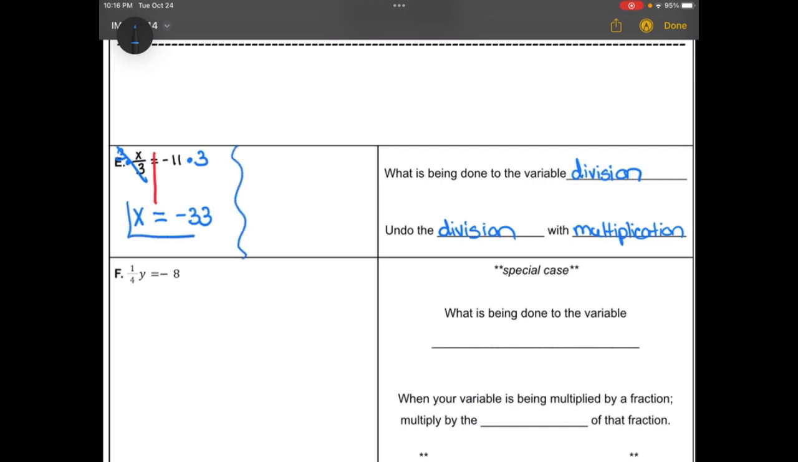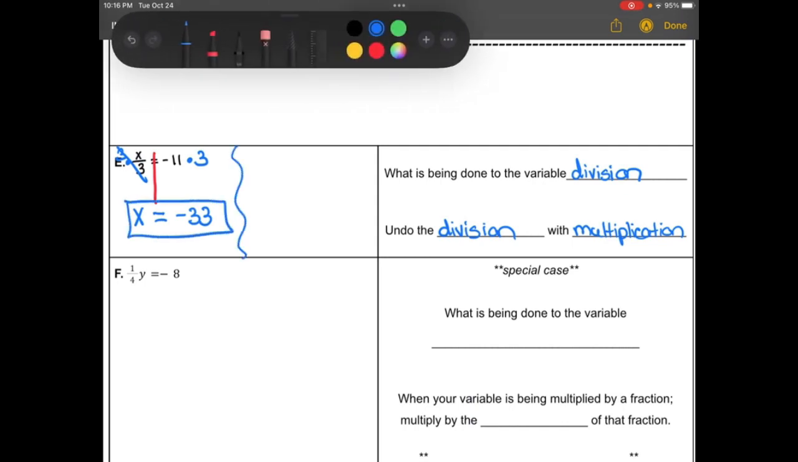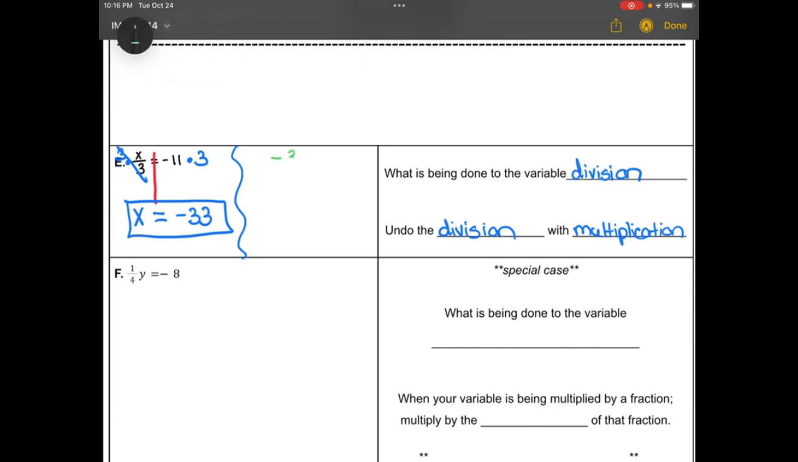And again, you can plug it in and check it. Negative 33 divided by 3. Type that into your calculator or do it in your head, and you should get negative 11. So that does check out.